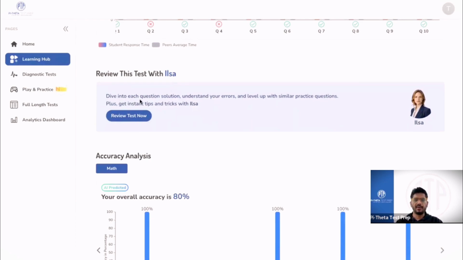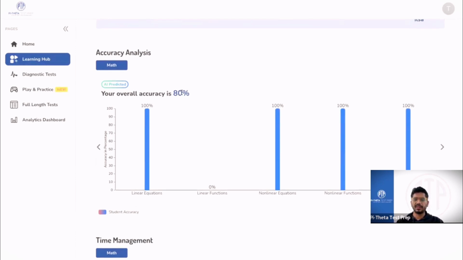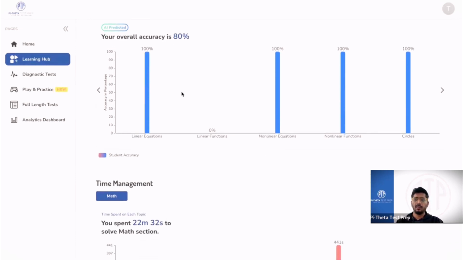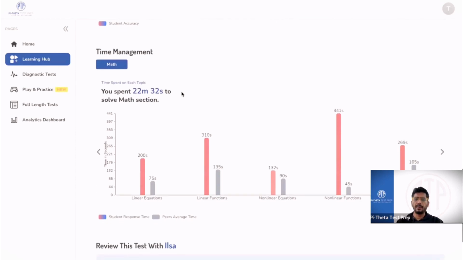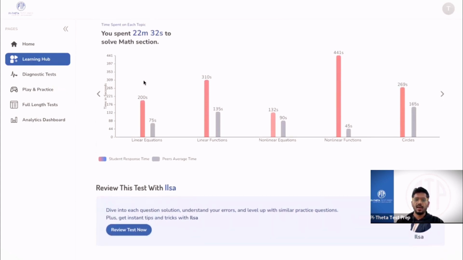So they had written here, dive into each question solution, understand your errors, and level up with similar practice questions, plus get instant tips and tricks with Elsa. So you can review your test now, right? Then there is an accuracy analysis. Your accuracy is 80%. We might have done one or two questions here and there wrong. Yes. Okay. And then you can spend 22 minutes, 32 seconds to solve the math section. Okay. Understood. So which question is wrong, which question is right, and you can review your test with Elsa.